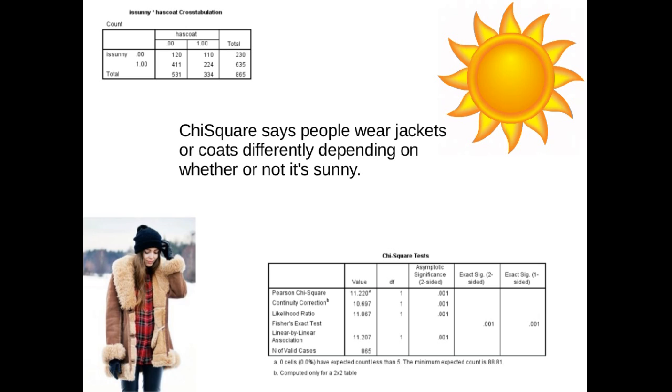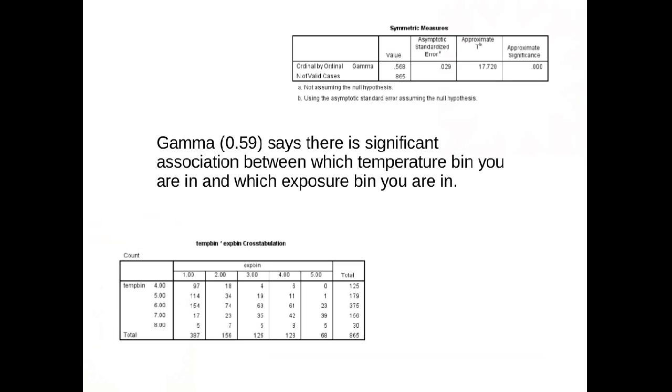Chi-square says people wear jackets or coats differently depending on whether or not it's sunny. So I had this sunny variable, and it's supposed to, when you do this test, it kind of should wash out whether or not there's a temperature correlation, but I mean it doesn't really. It's going to be more sunny on warmer days, so there's some kind of a lurking variable, but anyway.